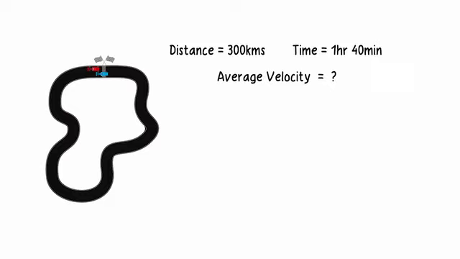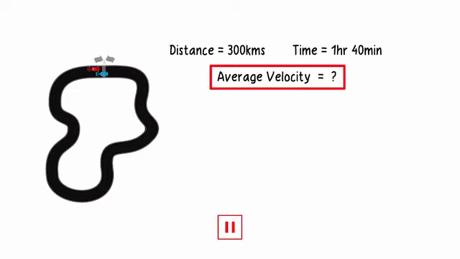Okay, if you didn't get it, let me give you a hint. This was your start point and finish line as well. They're both the same. You went around the track several times only to eventually finish at the same point where you started. So, what was your average velocity?